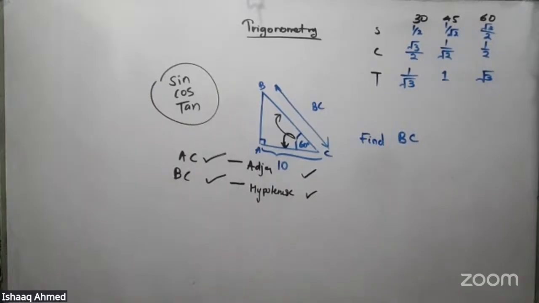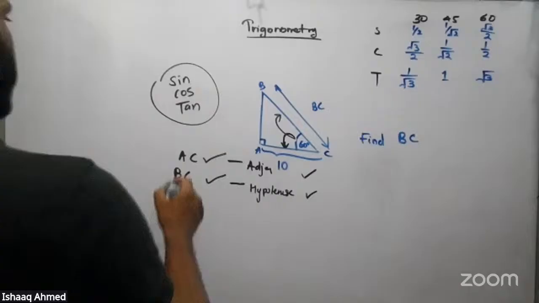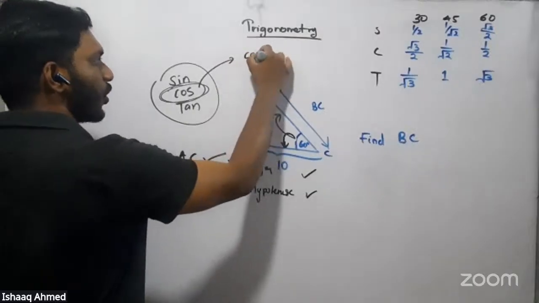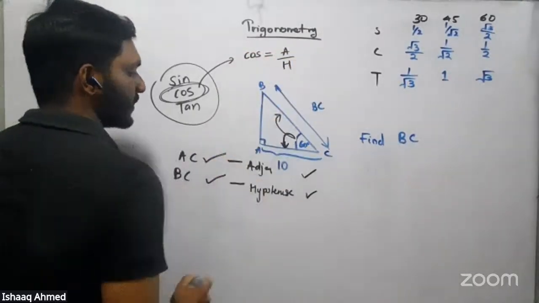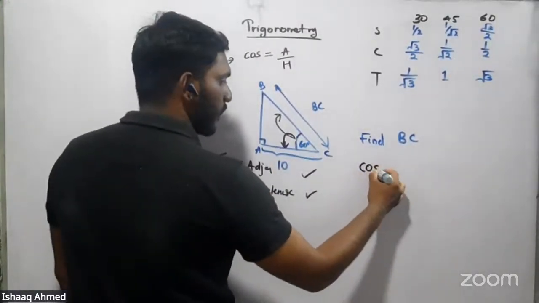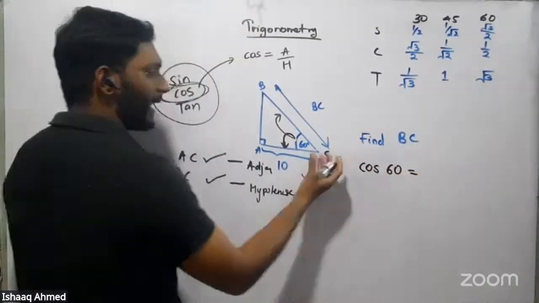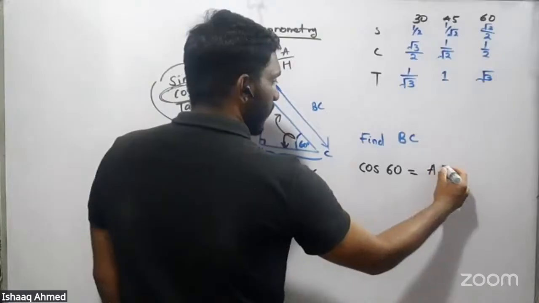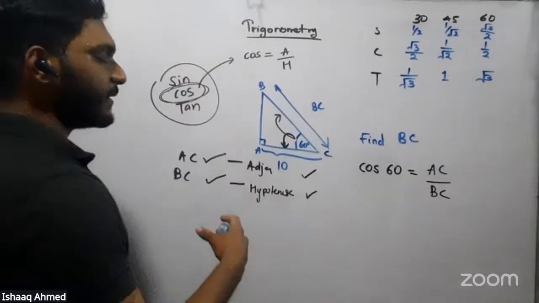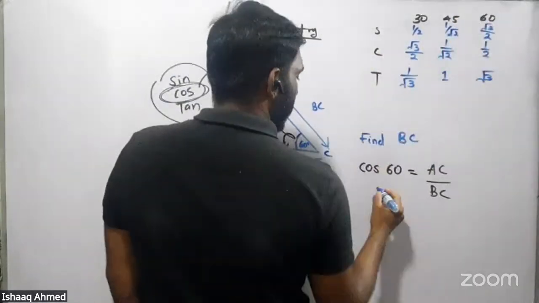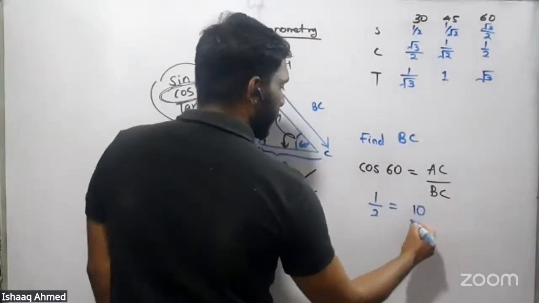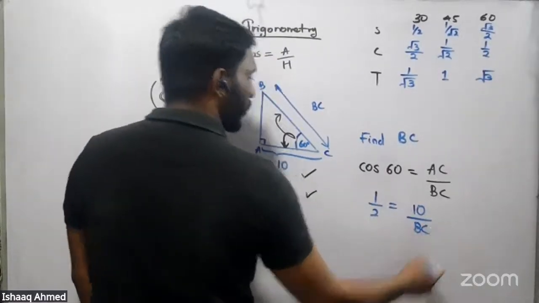Sine, cos, or tan? Yes, very good. Cos. Cos is the trigonometric ratio which has adjacent and hypotenuse. What is cos? Cos equals adjacent over hypotenuse. For 60, you take cos. Cos 60 equals adjacent AC over hypotenuse BC. Now you substitute the values. Cos 60 equals half. AC equals 10. BC only you don't know.